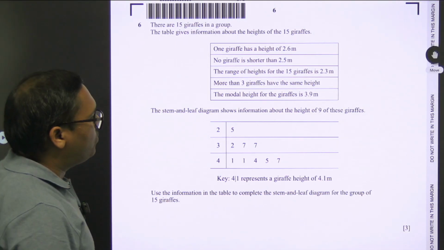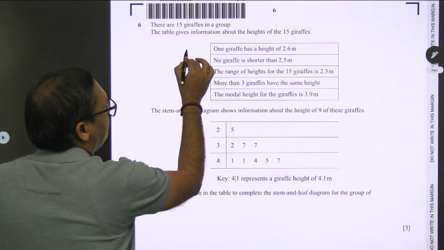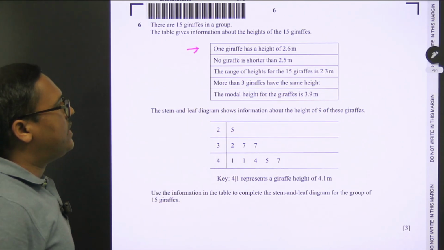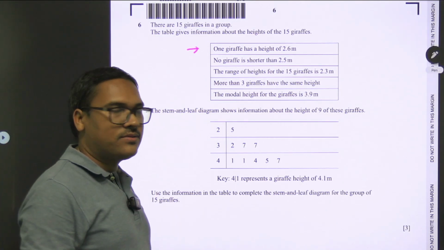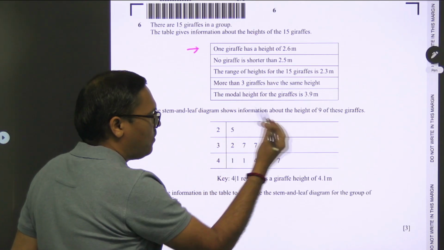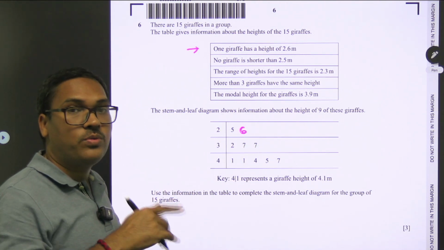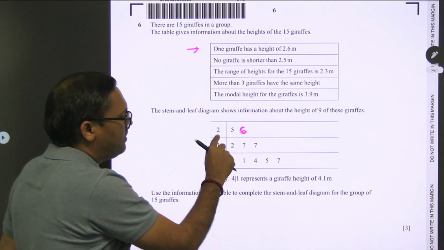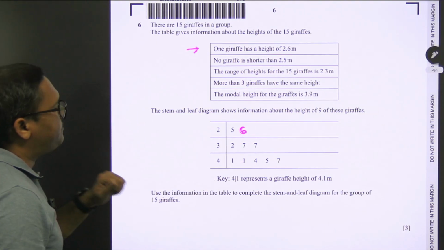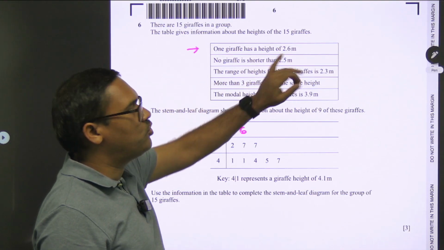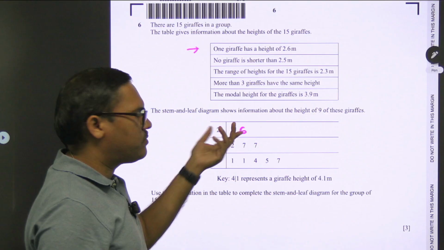Okay. So conditions are you can see here. One giraffe has height 2.6. So only one giraffe has height 2.6. So I'll say this is 2.5 and obviously this will become 2.6. So this will be 6 here. I hope this is clear. So on the stem diagram, you will write this as 2.6, right? No giraffe is shorter than 2.5. That means we will not have anything which is less than 2.5. That is the smallest value, correct?